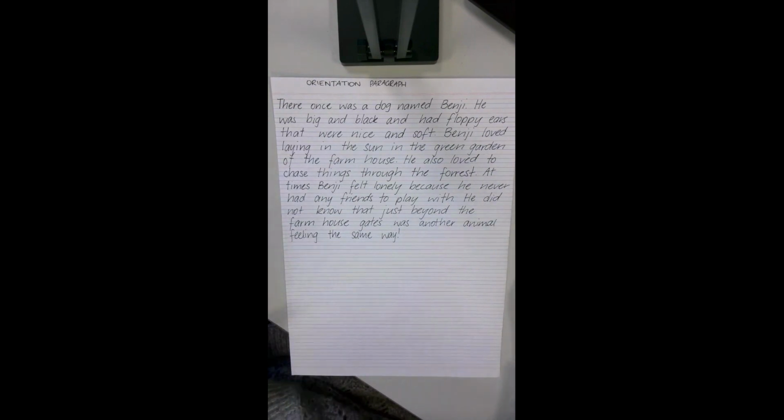So I went ahead and I have written my paragraph. I'm going to read through it and I'm going to explain my thought process as I was writing it. So I've always started my stories with introducing at least one of my characters. So there once was a dog named Benji.